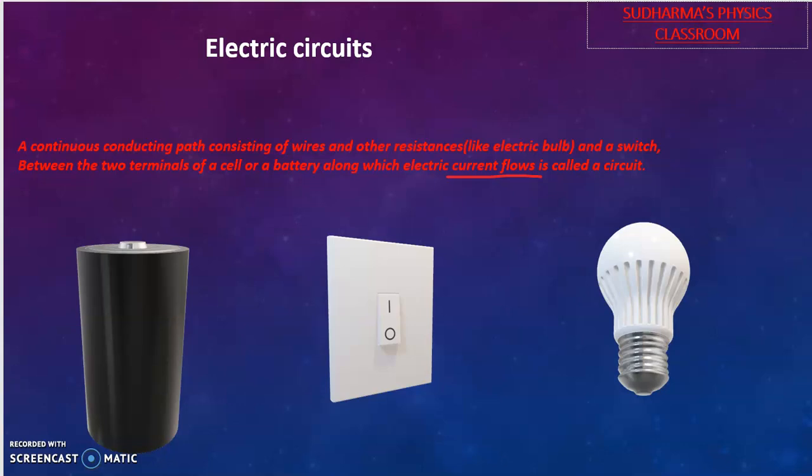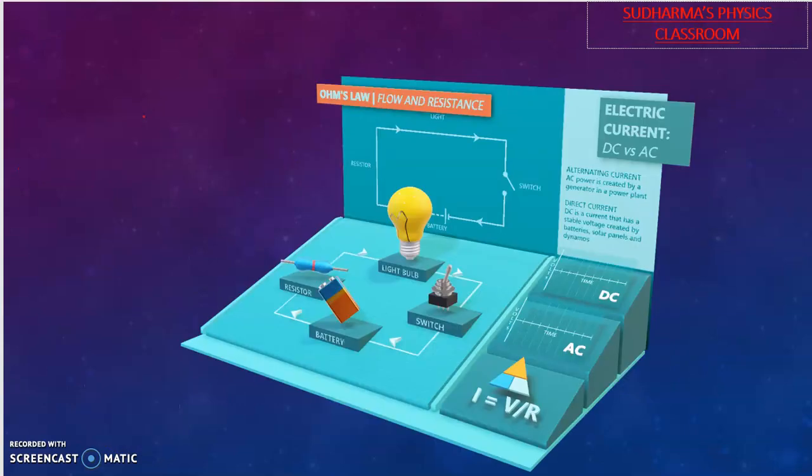So hope you understood what is meant by an electric circuit: a continuous conducting path consisting of wires and other resistances, and a switch between the two terminals of a cell or a battery, along which electric current flows, is called an electric circuit. Now let's see how we connect it.